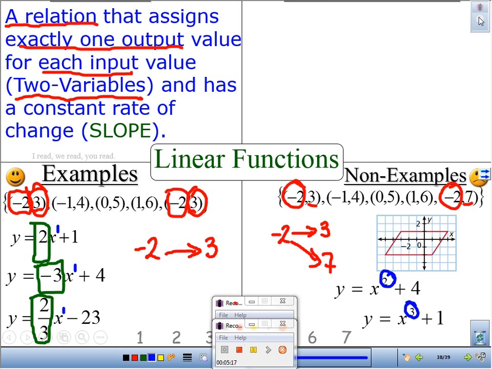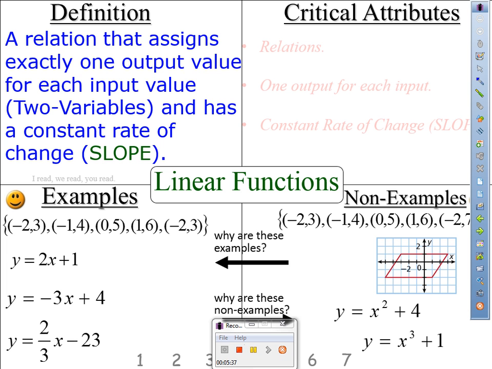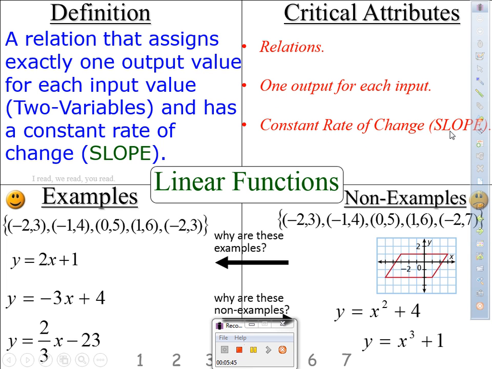So therefore, what is our critical attribute for linear functions? That they are relations. Do you agree with that? Yes. That they have one output for each input? Yes. And that they have a what? A constant rate of change called slope. Copy that, please.